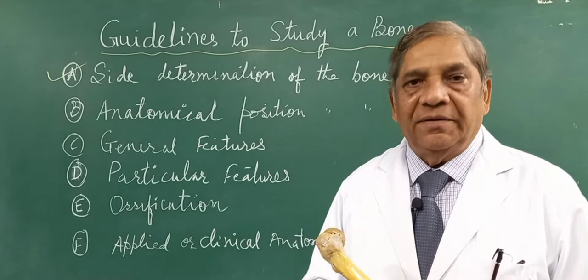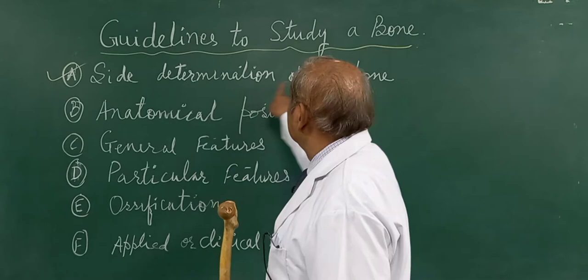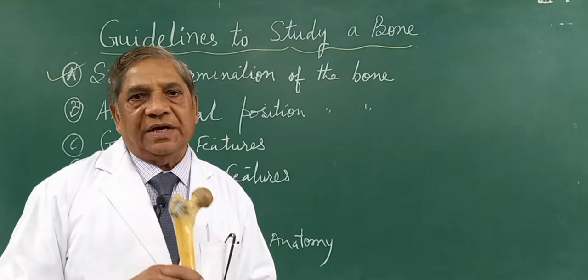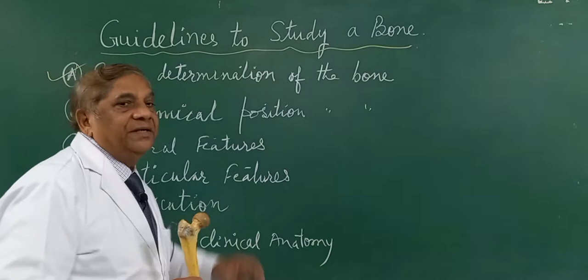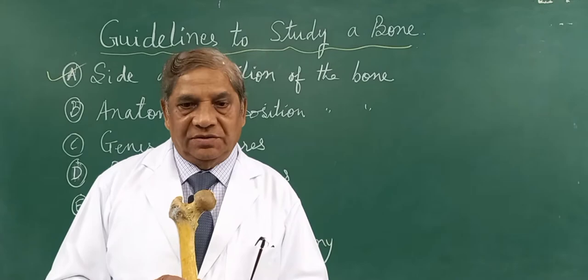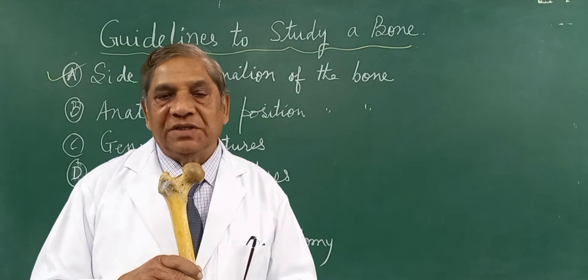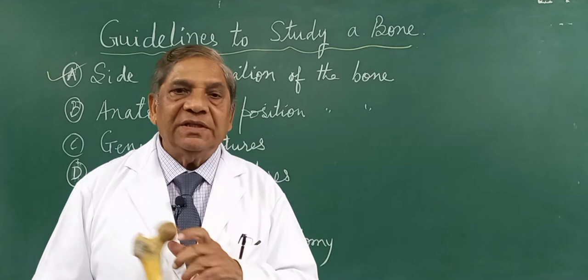The first aspect of the bone is the side determination of the bone. For any bone, whether it is a long bone, short bone, irregular bone or any other bone, the first thing you should learn is its side determination, whether you have the bone of the right side or the left side. For example, if this is the femur, I don't know whether it is of the right side or the left side. I have to first determine that, and this is how you will identify whether it is of the right side or left side.